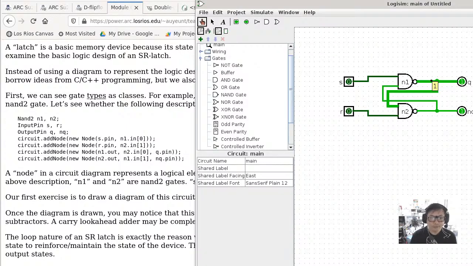So now that we have this circuit done, the first thing you notice about this circuit is it is not very complex. It only has two NAND2 gates.